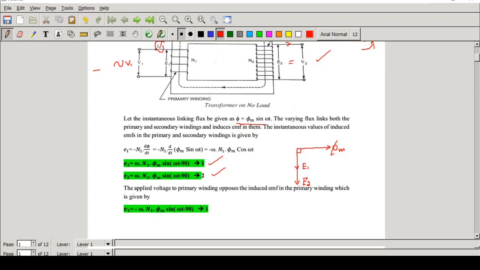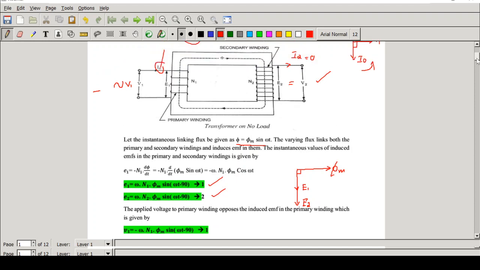Now let's think about the applied voltage V1. In the input we are giving V1, as I told before, based on the working principle of the transformer. When you give an input voltage V1, there will be an induced EMF E1 in the primary, right? These two will oppose each other.